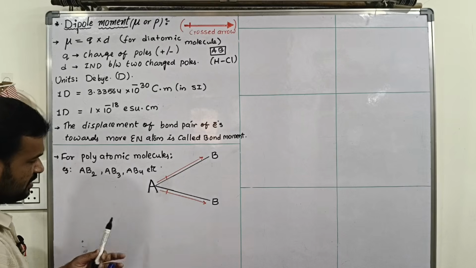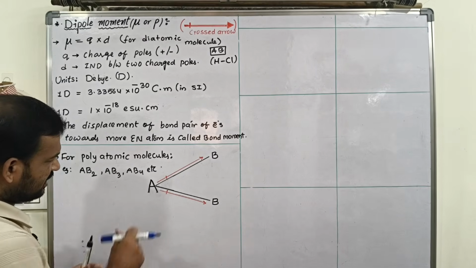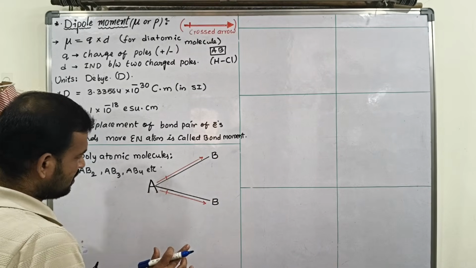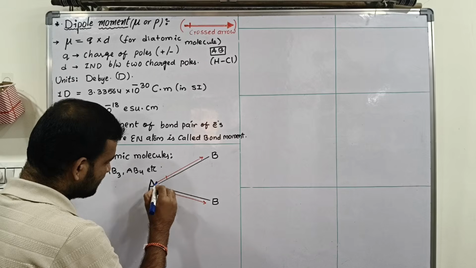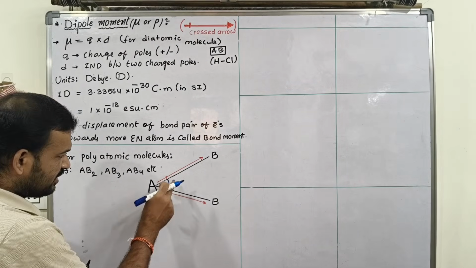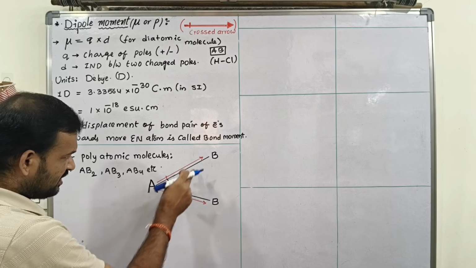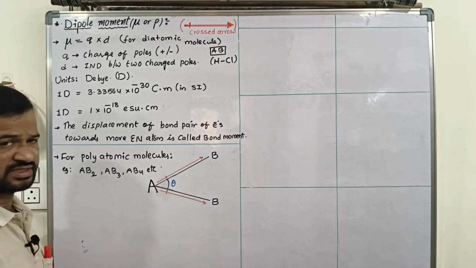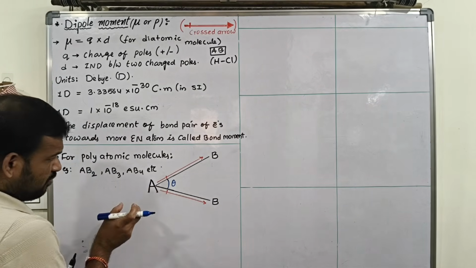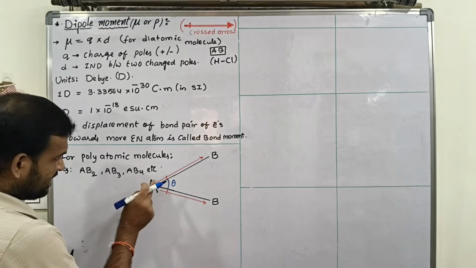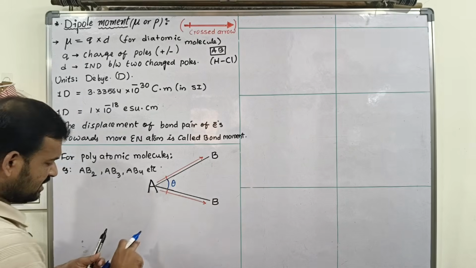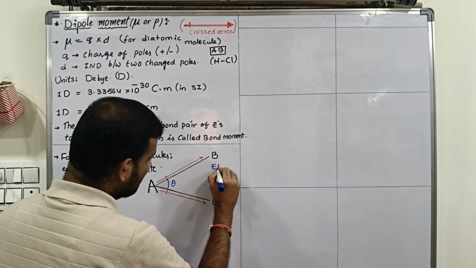Here, A is the central atom. It is bonded to two B atoms. Between these two atoms with respect to the central atom, some angle is present. This angle is theta, between the two bonded atoms with respect to the central atom. Here this red crossed arrow represents the bond moment of the bond pair of electrons. This bond moment of the electron pairs occurs from A to B, because here the B atom has more electronegativity.